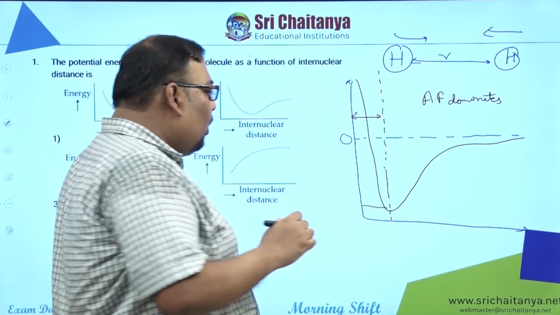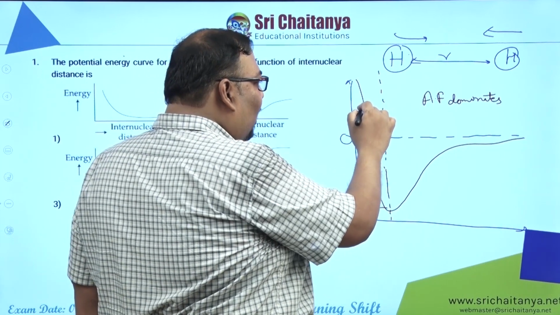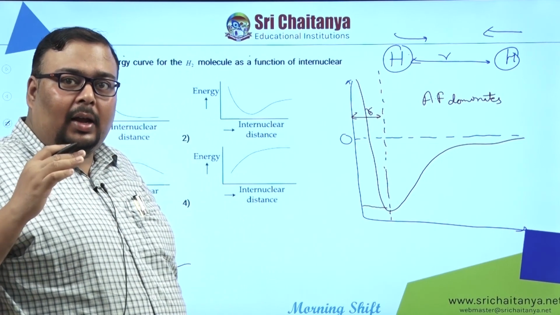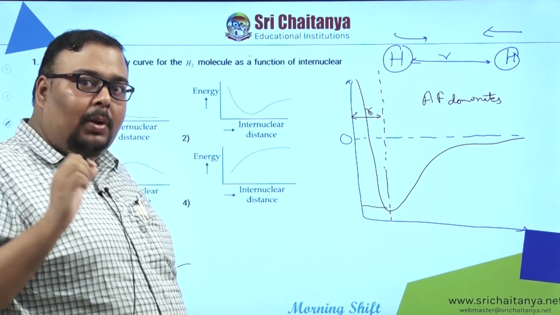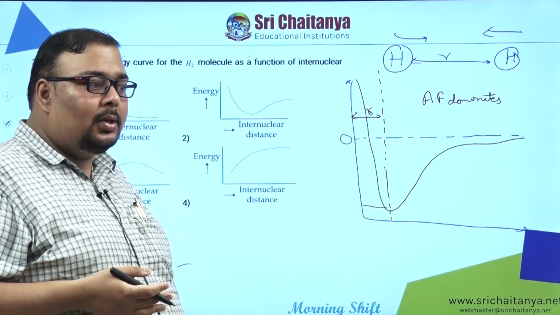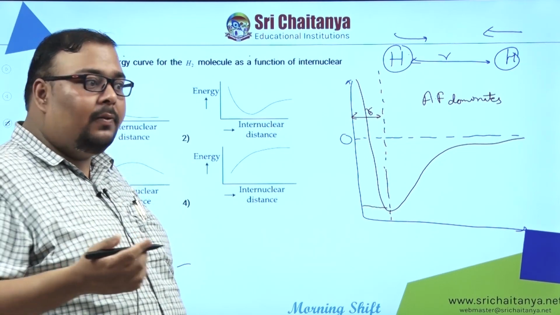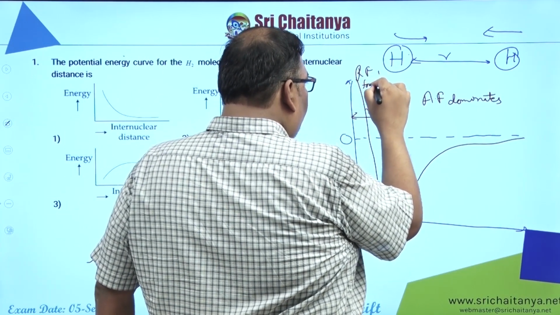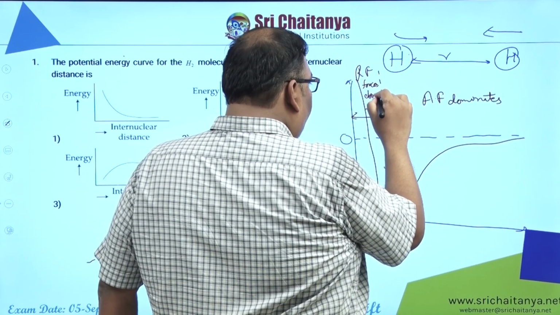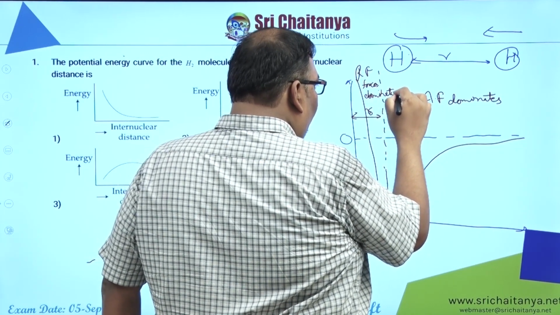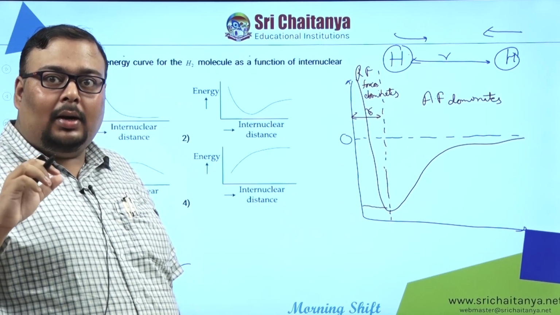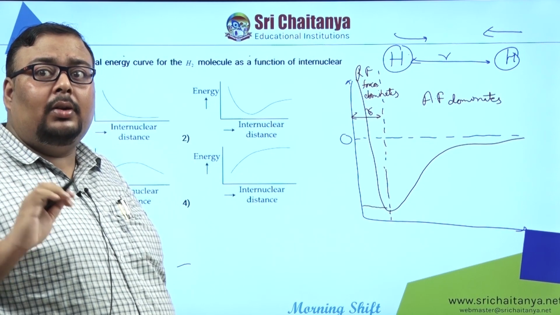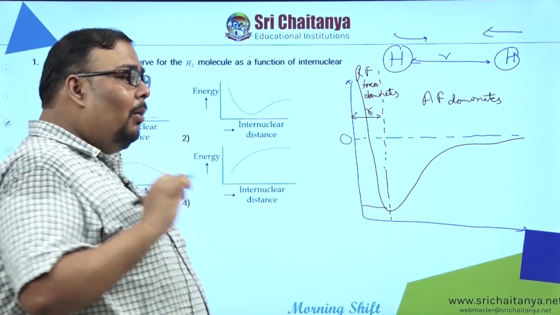Let us say that this value is R naught. If you decrease the separation below R naught, then the potential energy of the system will start increasing because the repulsive forces will be dominating in this region. So, the distance R naught is an equilibrium distance at which the potential energy of the system will be minimum, and that will be the bond length.